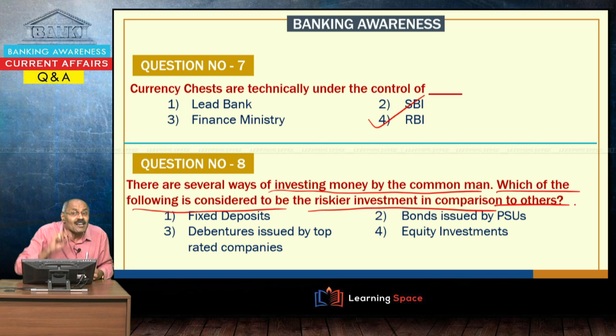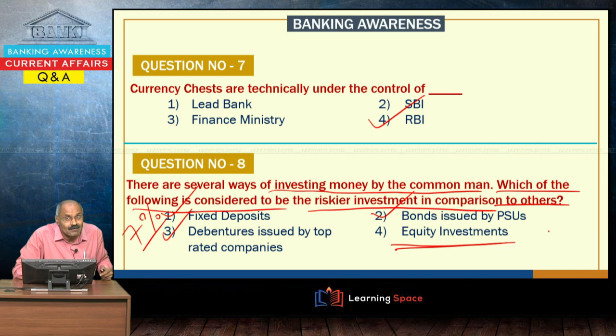Fixed deposits in banks, one of the safest investments. You may get 7% interest, still it is the safest investment. Bonds issued by public sector undertakings like NTPC, Coal India Limited, BHEL, yes, it is also a safe investment. These are bonds issued by PSUs and debentures issued by top rated companies. When top rated companies issue debentures, they also have some sort of safety, so you can say this is a somewhat safe investment, but equity investments are risky in fact. Equity investments are basically risky. So, the answer here is equity investments, that means investing in shares. And here you may have a question: which of the following reduces the risk by diversifying the investment? The answer is mutual fund, please do not forget.